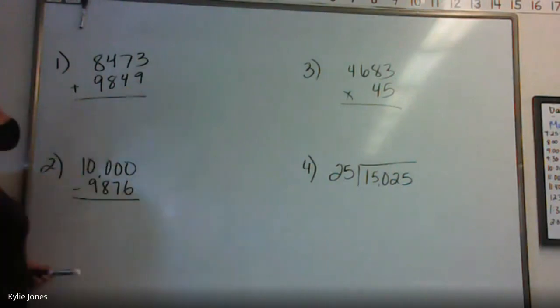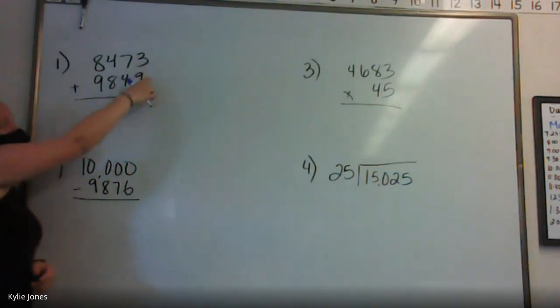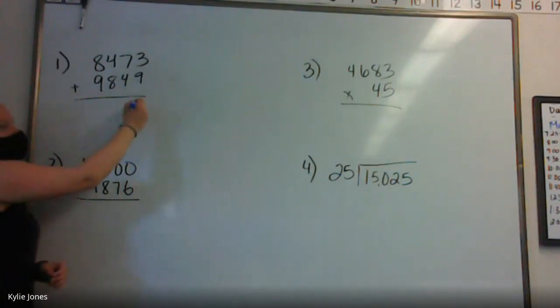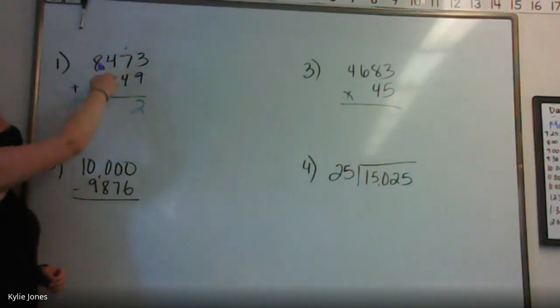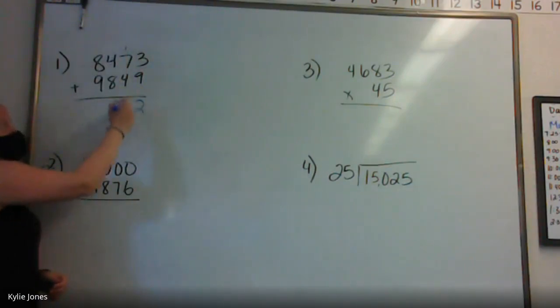We have 8,473 plus 9,849. We're adding. What is 3 plus 9? 12. Carry your 1. What is 7 plus 4? Well, 7 plus 4 is 11, plus 1 is 12. Carry your 1 again.